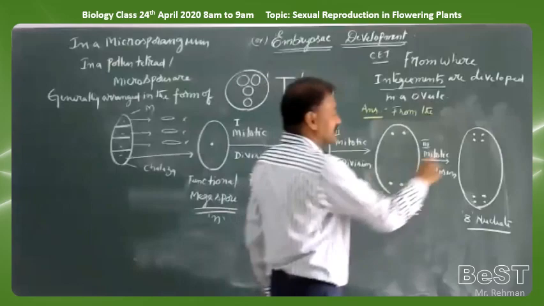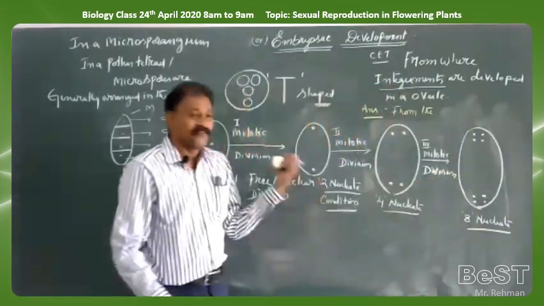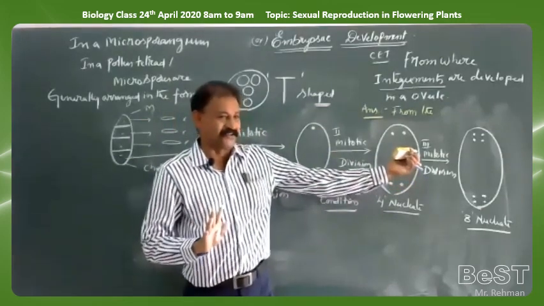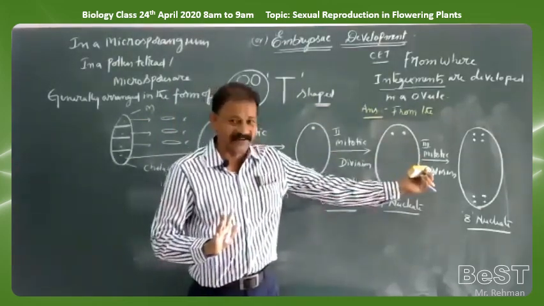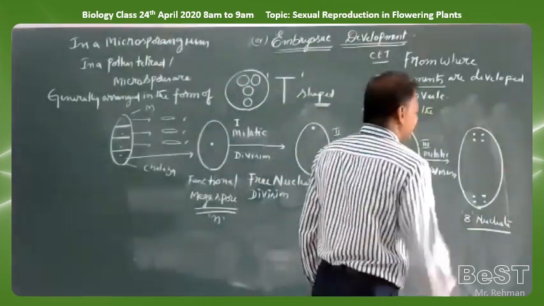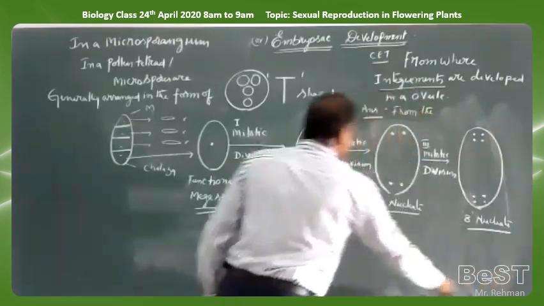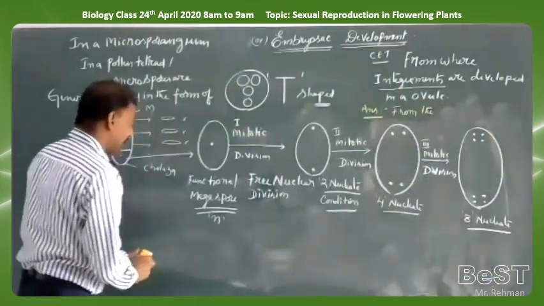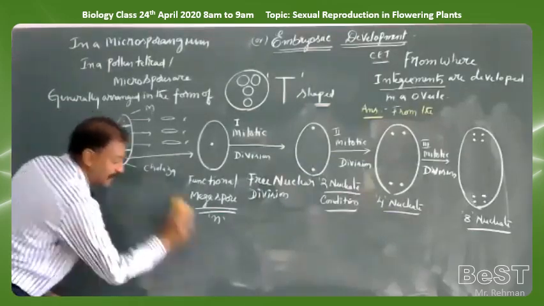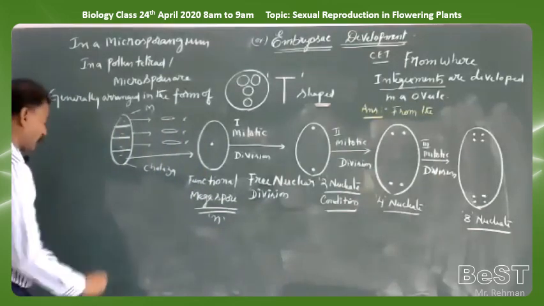Until this 8 nucleate condition, there are only free nuclear divisions, no cytoplasmic division, no cell wall formation, no cell formation, only nuclei are formed. Now this is organized into a fully developed or mature female gametophyte.